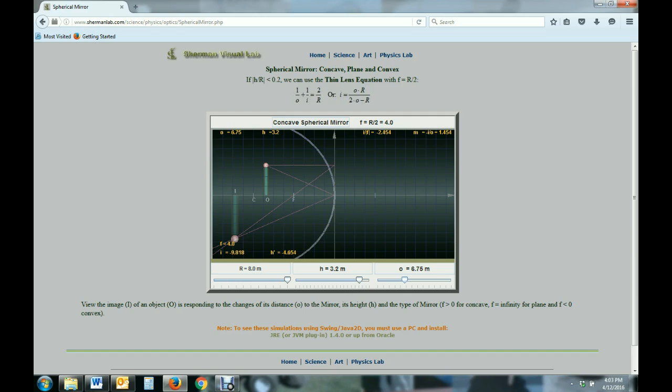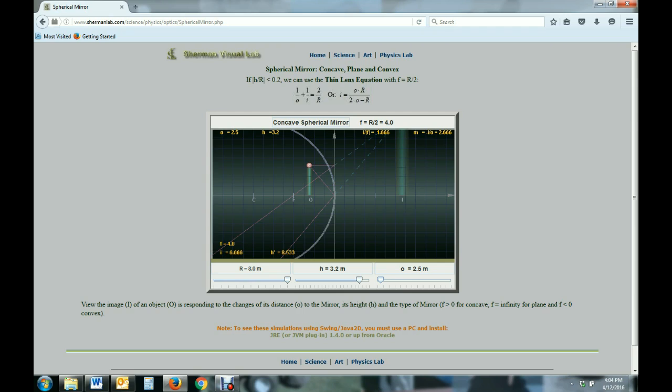And lastly, if I bring the object in between the focal point and the mirror, I see that my image is no longer real. It is virtual. It is behind the mirror. It is upright. The green is going up in both cases. And it is larger. No question.